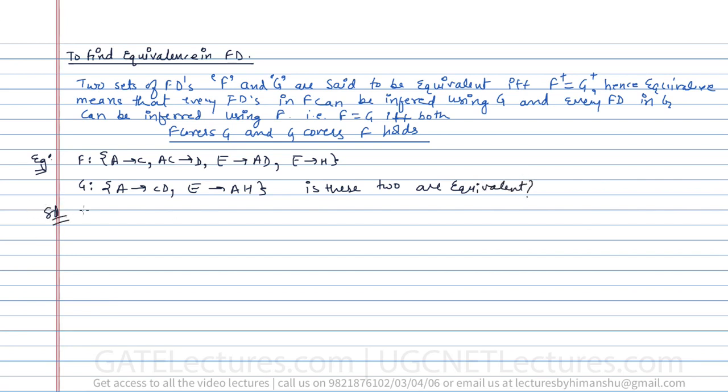What do you mean by F covers G? Here there's a statement which is saying F covers G. When can you say F covers G? If every functional dependency in G can also be determined by the functional dependencies in F, then you can say F covers G. Or you can say, if you cannot find a functional dependency in G which cannot be determined in F, then F covers G. In the same way, if I say G covers F, that means everything which is present in F can also be determined using G.